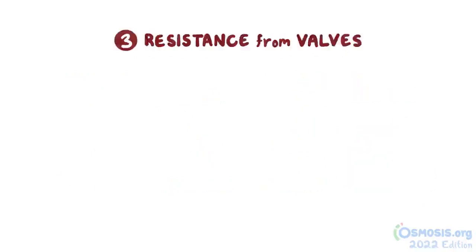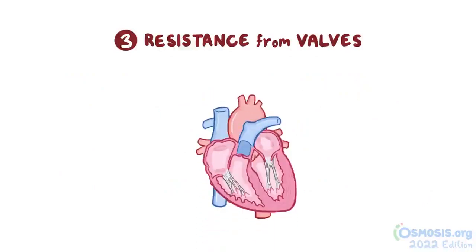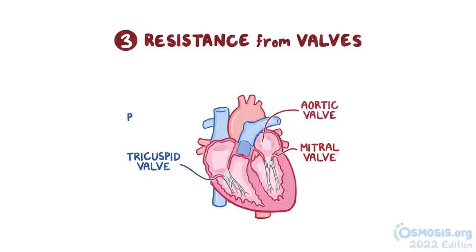Okay, next up there's resistance from valves. This refers to the inflow valves that connect the atria and the ventricles, such as the mitral valve on the left and the tricuspid valve on the right, and the outflow valves which connect the left and right ventricle to the aorta and the pulmonary artery, respectively.